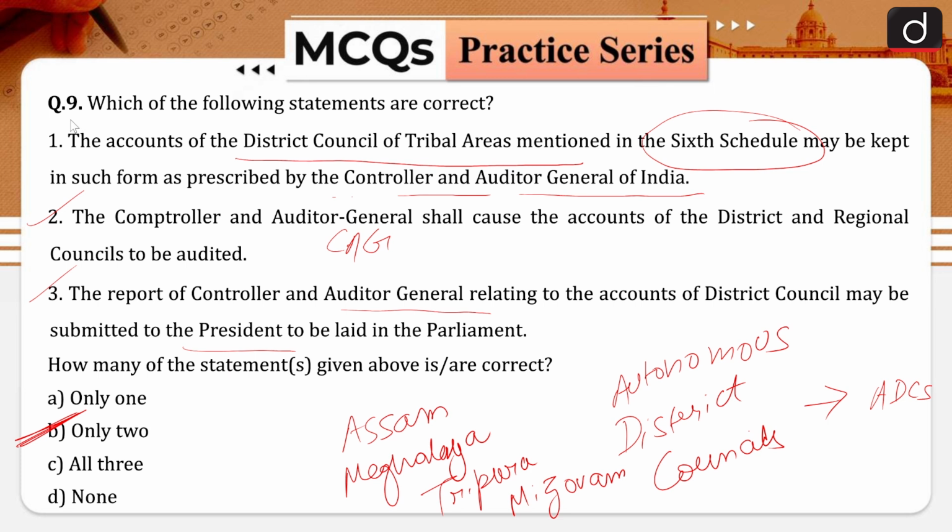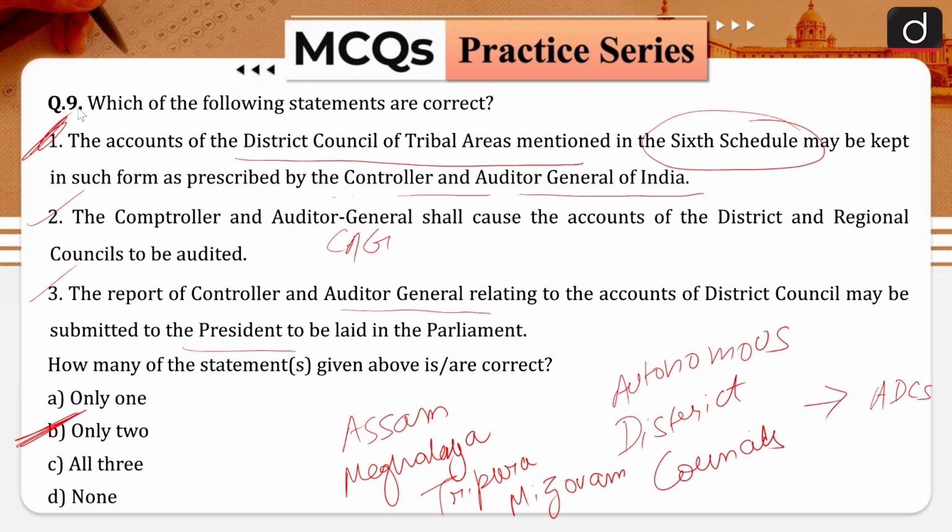And that is why your statement number 1 here is correct in nature. The CAG shall cause the accounts of the district and regional councils to be audited in such a manner as they may deem fit. And that is why your statement number 2 also is correct in nature.